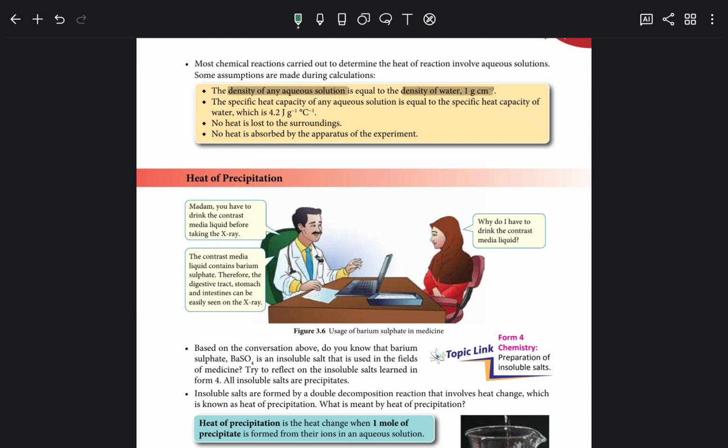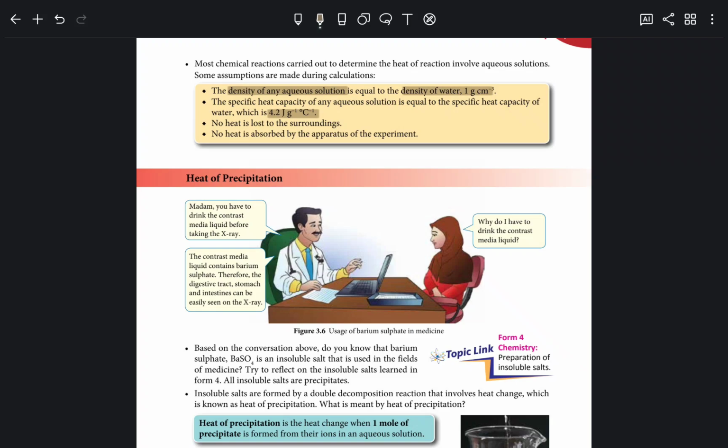Understand? And the next one, the specific heat capacity of any aqueous solution is equal to the specific heat capacity of water, which is 4.2 joule per gram degree Celsius. That's the second. And the next assumption is no heat loss to the surrounding. Okay, it means from these 4 heats we learned, precipitation, neutralization, displacement and combustion, no heat goes to the surrounding. The heat goes to the apparatus.